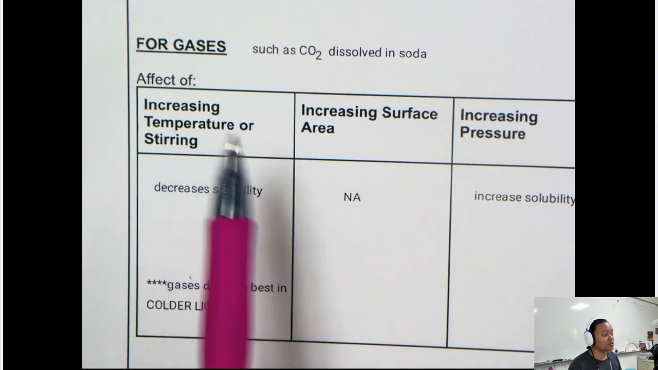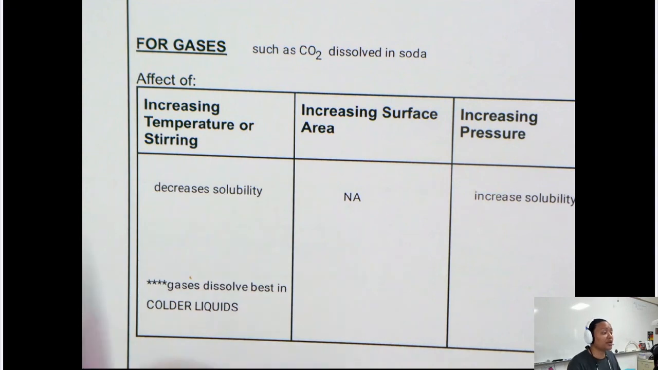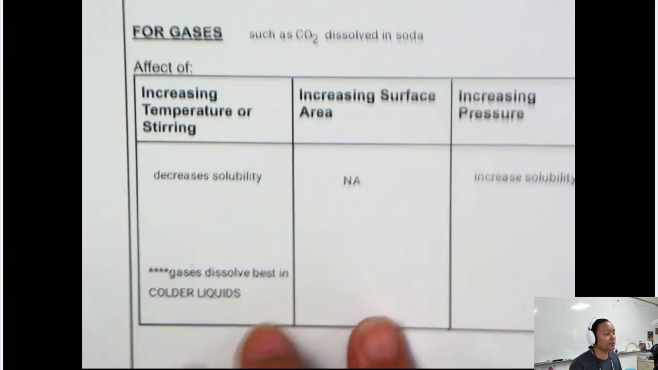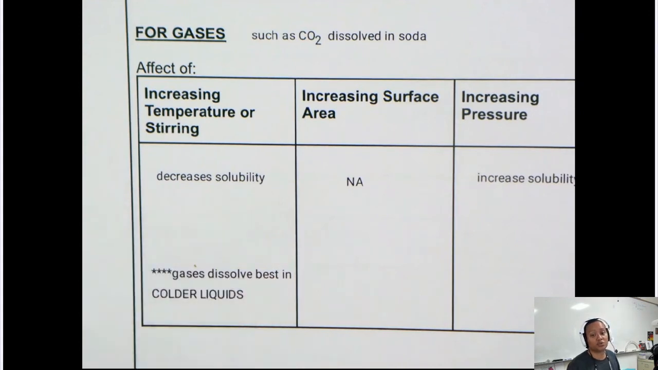If you increase the temperature or stir it, you're speeding up the particles, giving them more kinetic energy, which means you're increasing the temperature. So stirring is a way of increasing temperature, it's just not as rapid. What it does is decrease the solubility. Whereas solids dissolve best at higher temperatures, gases dissolve best, meaning they stay in water, at lower temperatures. So cold water holds onto gas better than warm water.